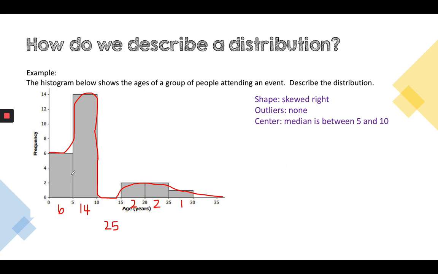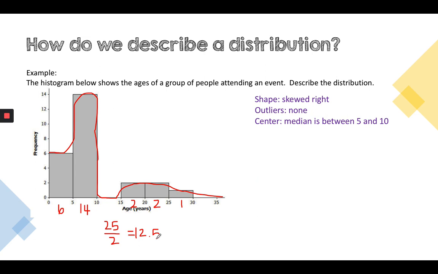values total represented in this histogram. And the median is halfway between those 25 values. So half of 25 is 12.5. So that means the median would be between the 12th and 13th value.